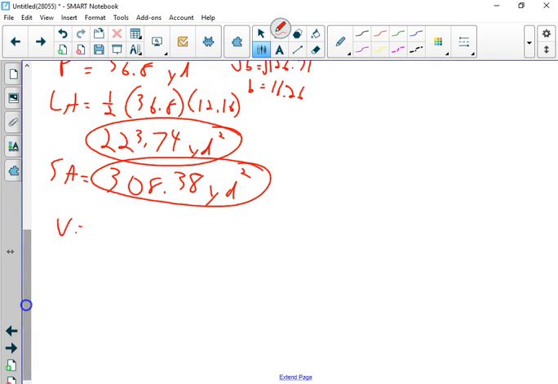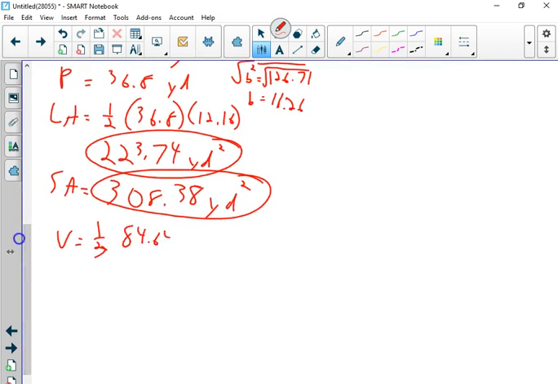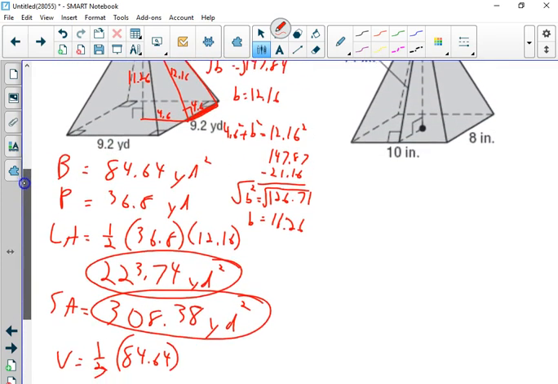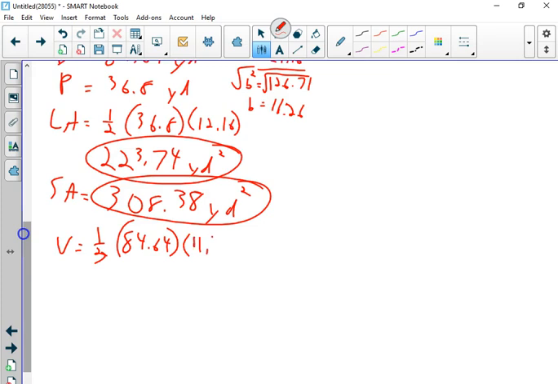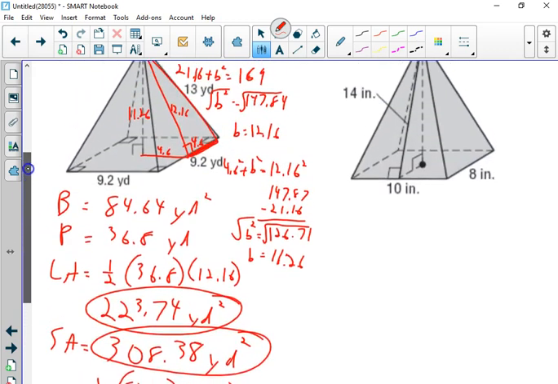And now volume is simply 1/3 the area of the base, 84.64, times the height, which we just found to be 11.26. And now we just multiply those. 84.64 times 11.26 divided by 3 is 317.68 cubic yards. Remember, hit pause if you need to.